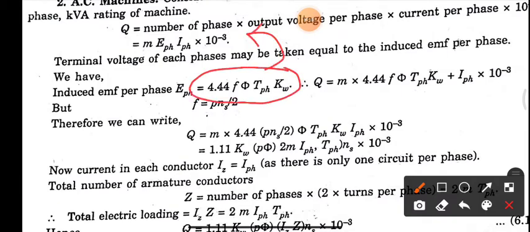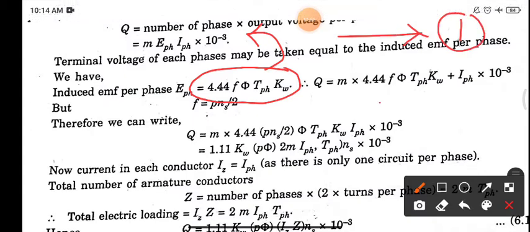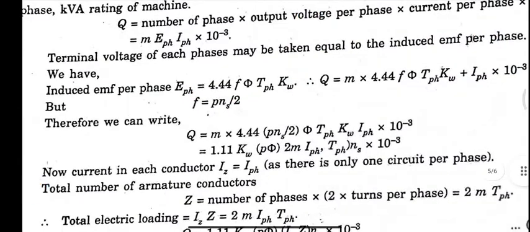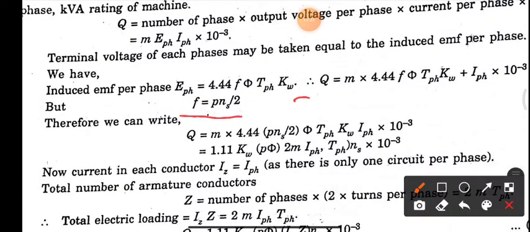In equation number 1, we can tell that this is equation number 1. Now we will replace EPH with 4.44 F phi TPH kW. When we place this, we get an equation that reads Q is equal to M 4.44 F phi TPH kW IPH, into 10 raised to the minus 3. Now this is multiplication, not addition. Here we will also replace F by P ns by 2.